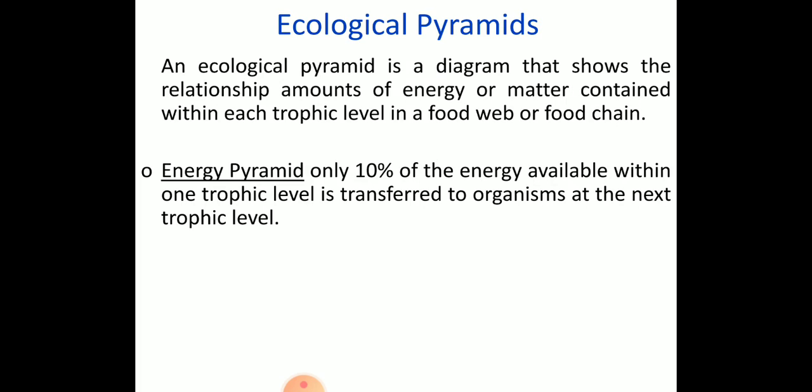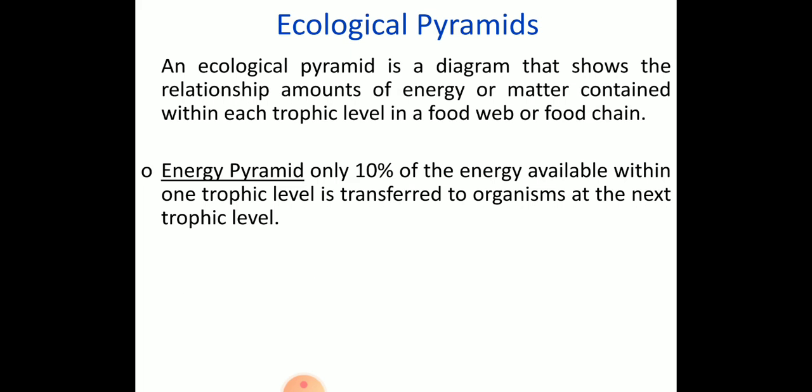So first, going to the definition, what is an ecological pyramid? An ecological pyramid is a diagram that shows the relationship between the amount of energy or matter contained within each trophic level in a food web or a food chain. It is nothing but simply a graphical representation of the energy or biomass in the ecosystem.